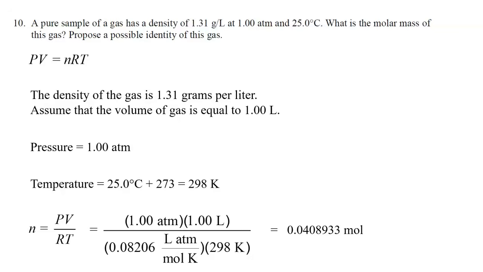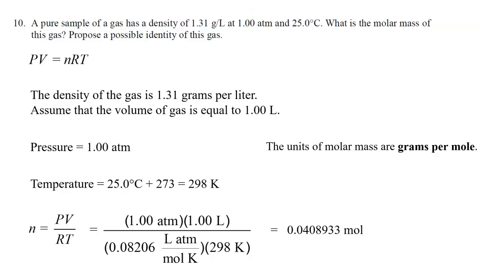So we're looking for molar mass. Now the units of molar mass are grams per mole. In other words, grams divided by moles. If we go back and remember that the density is 1.31 grams per liter, we made the assumption that it was a 1 liter sample of gas. Now we know that the mass of this sample of gas is 1.31 grams.